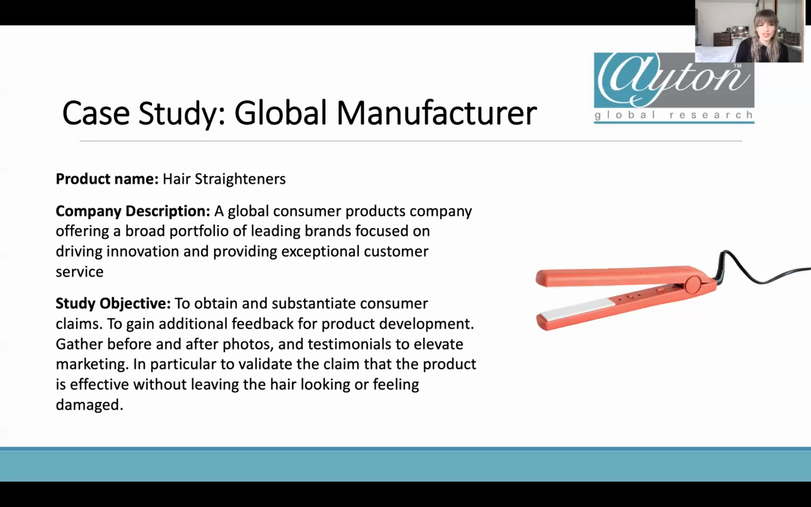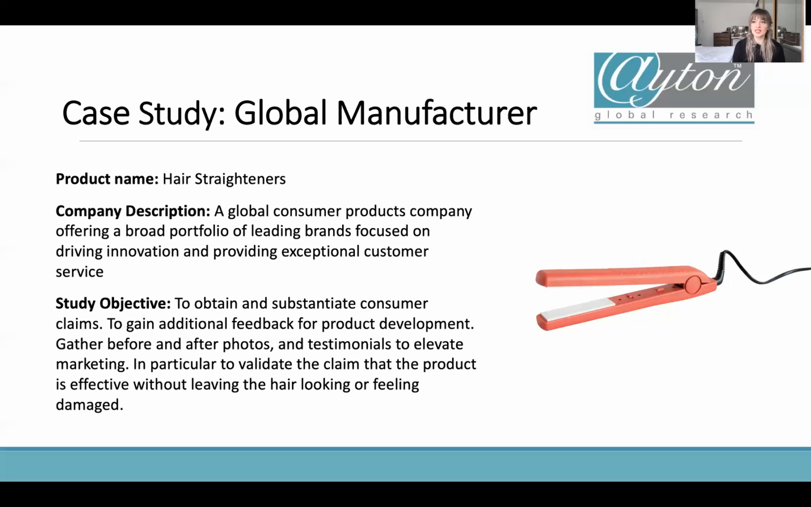So this is for a hair straightener, quite a common consumer electronic, especially for women, that is very much a part of people's styling routine. For this one, we wanted to substantiate some consumer claims and gain some additional feedback. We also wanted things like testimonials and before and after photos, as I was saying earlier, to use this as a chance to get some really good marketing material as well, not just to substantiate your claims.